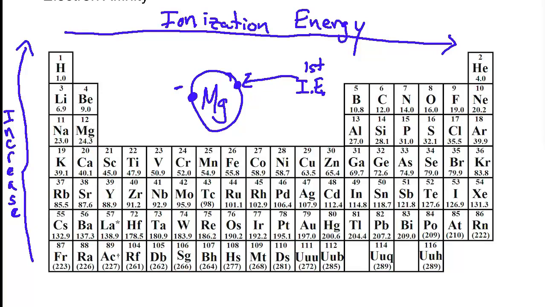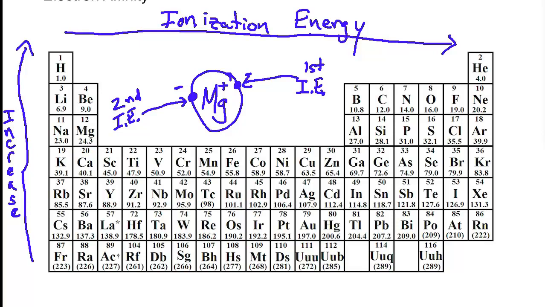But then, after that's been removed, and I'm dealing with magnesium plus, I'd like it to become magnesium 2 plus, so I need to remove a second electron. So this is known as the second ionization energy. And you can continue to build up. You could have third, fourth, fifth ionization energies when you're talking about this sort of stuff. Okay? So every subsequent ionization energy is going to be more costly than the previous one.